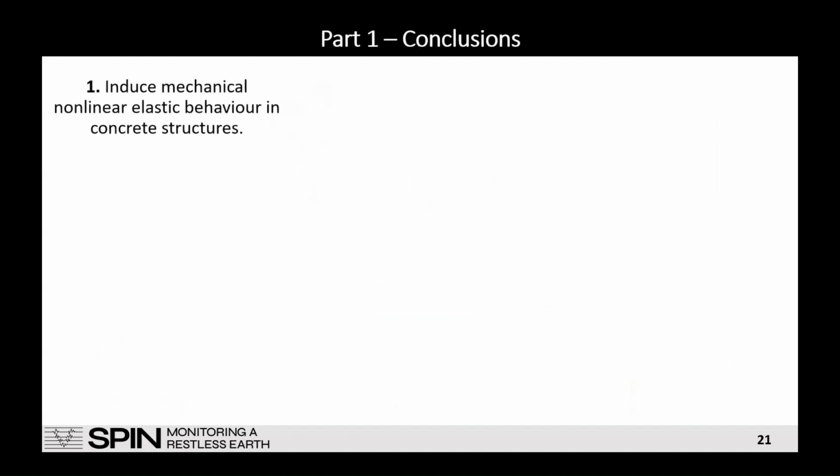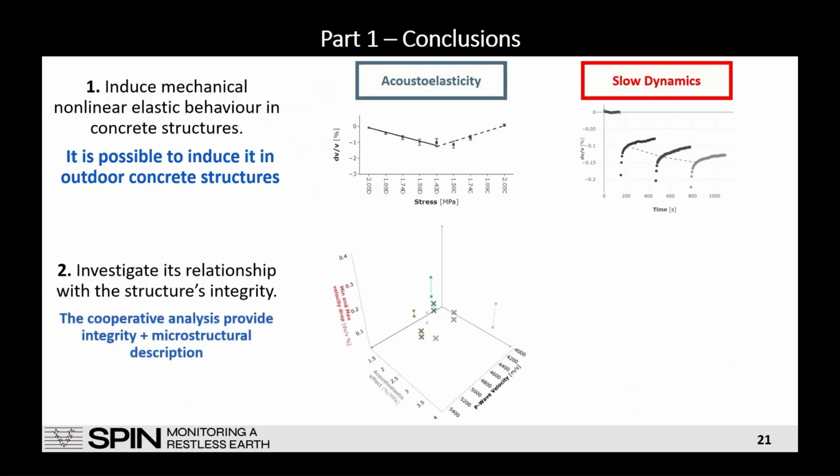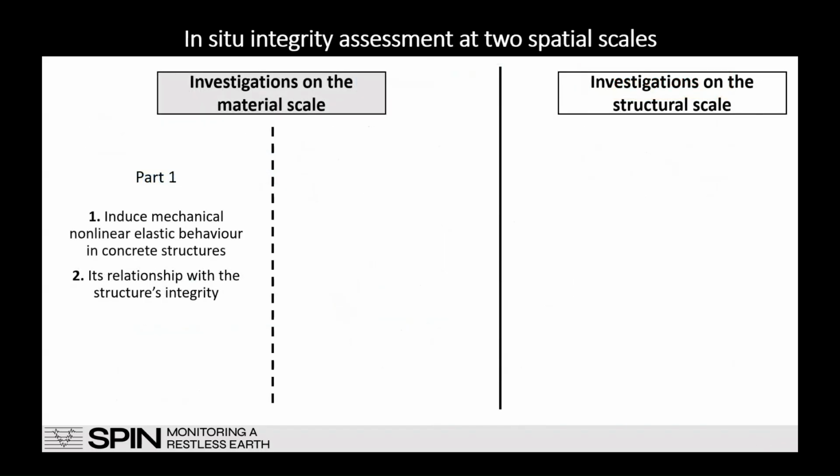The conclusion of this part 1 is that, all right, we wanted to see if we can induce nonlinear elastic behavior in concrete. We can. And is there any relationship between those measurements that we obtain and the structure's integrity? Apparently, yes. The cooperative analysis provides a perfect description between the integrity level and the microstructures responsible for such integrity level. This is part 1 of this thesis, which is condensed in this publication that was recently published in the Journal of Non-Destructive Evaluation.